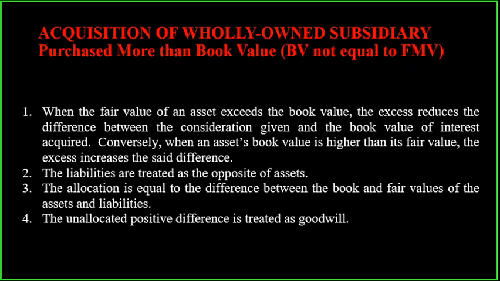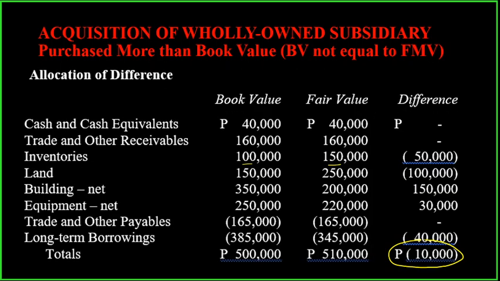Now, the allocation is equal to the difference between the book and fair values of the assets and liabilities. And what is left will go to your goodwill. Check na natin yan. What's the difference of the book values and fair market values of net assets acquired? Net identifiable assets acquired, it's 10,000. Ayan. So, dyan po siya pupunta.